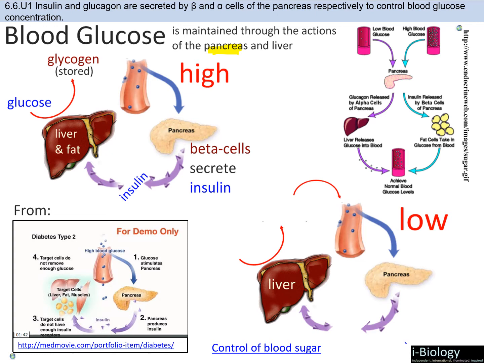So what's going to happen is, again, the detection of the blood glucose levels will occur so that we realize that the blood glucose levels are quite low. The pancreas will get stimulated to release glucagon from alpha cells. So remember, beta cells make insulin, alpha cells make glucagon. And so the alpha cells release glucagon, again going into the blood, traveling around the body. It's going to interact with things like the liver and some fat tissue, places where glycogen has been stored.